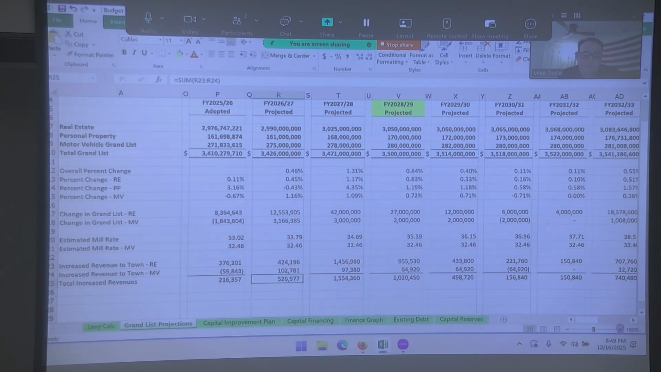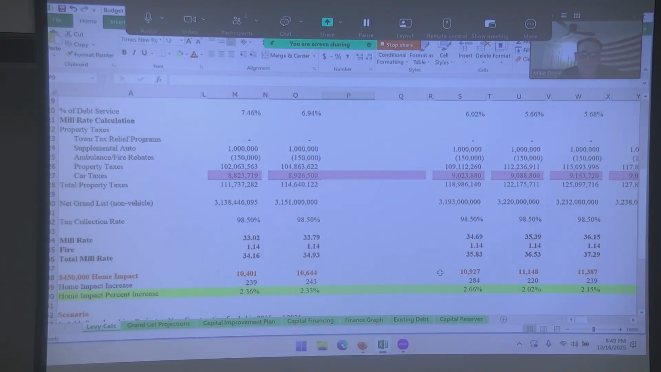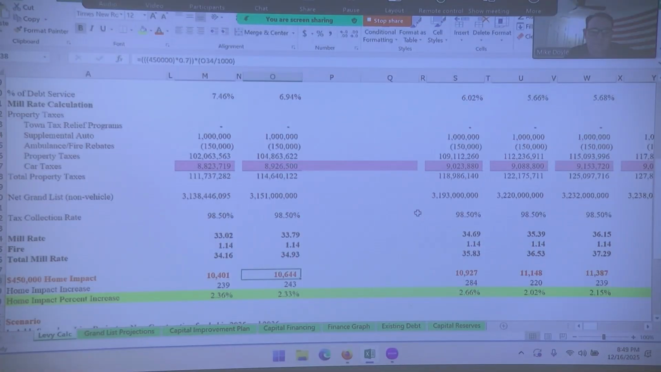Can you go down to the levy calc again? So we're going from 34.16 to 34.93. And that's the 2.33% difference? Does that include the fire? It does not include the fire, that's just the town, because we're comparing to last year at the 236. It's the assumed same number right now for the fire. If the fire changes, then that number will change, but otherwise it's just the town part that's changing, and that percent increase relates to that.